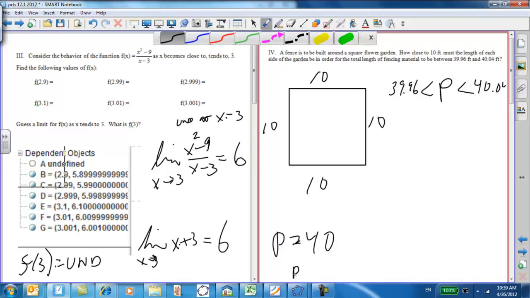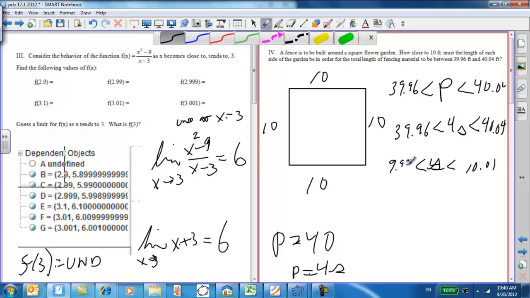Well, recall that perimeter does equal 4 times any one of the sides. So 39.96 is less than 4s is less than 40.04. Let's divide through by 4. And you get 10.01 on this side is greater than s. And over here, 39.96 divided by 4 is 9.99. Let's just check that. 39.96 divided by 4. Yeah, 9.99.